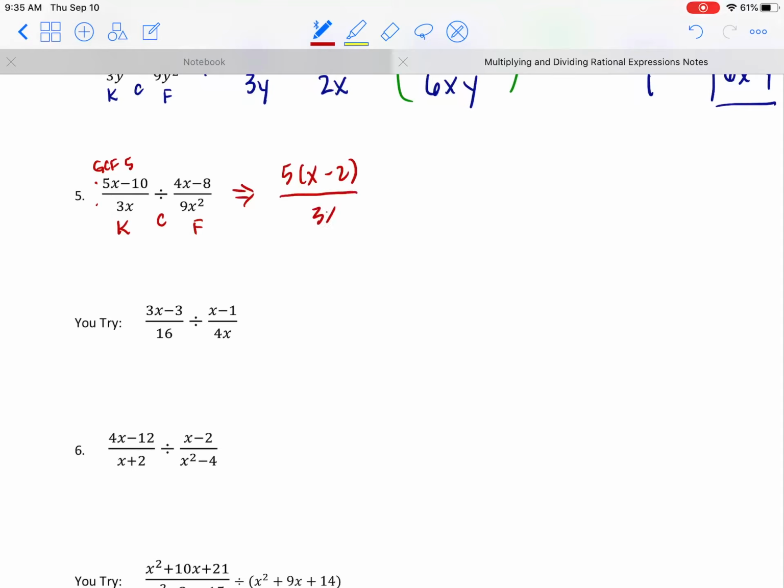Okay, the 3x is still going to be on the bottom. Now I'm going to change the division to multiplication, and then I'm going to flip the second fraction. So 9x squared is going to go to the top, and the 4x minus 8 is going to go to the bottom, but again, it's got a GCF of 4, so I'm going to take that out. So 4 coming out is going to leave me x minus 2. So I rewrote it, and I factored at the same time. Hopefully we're okay with that.